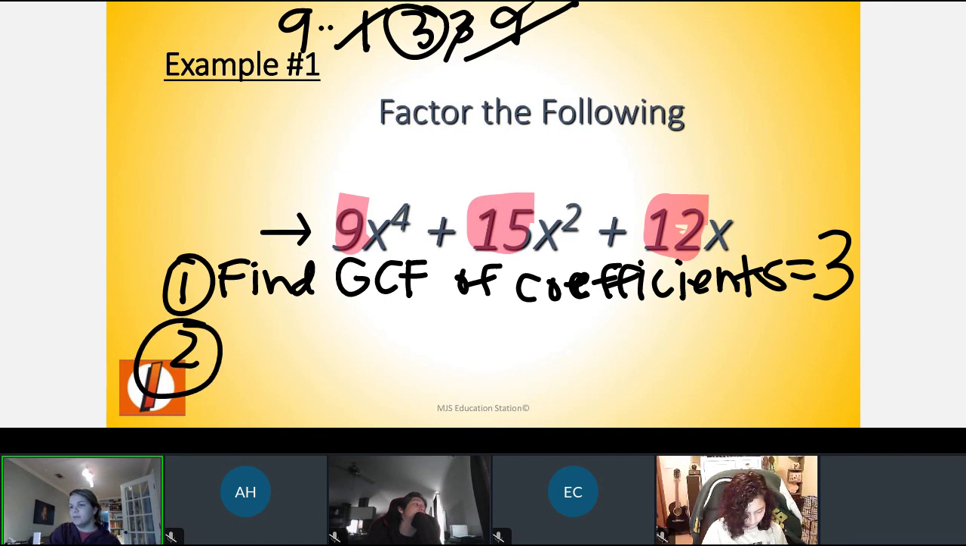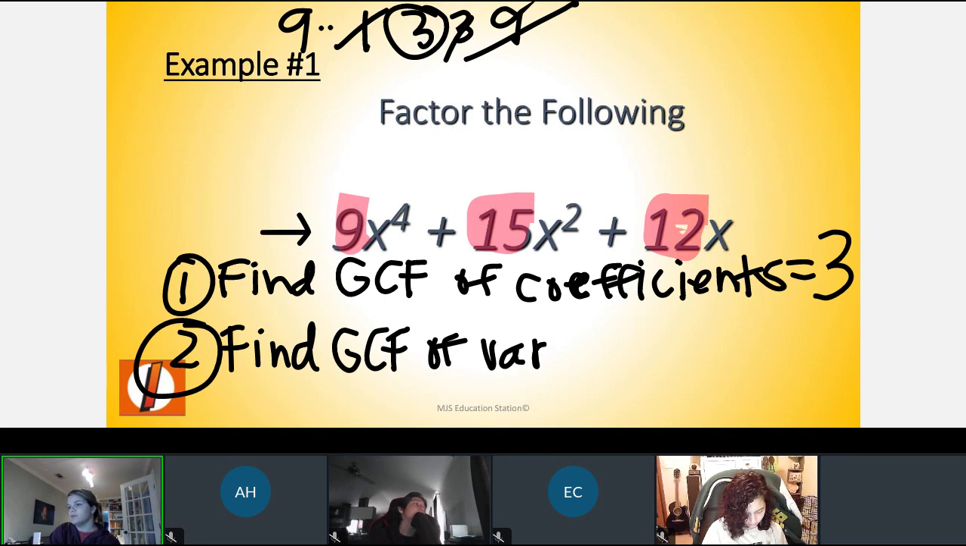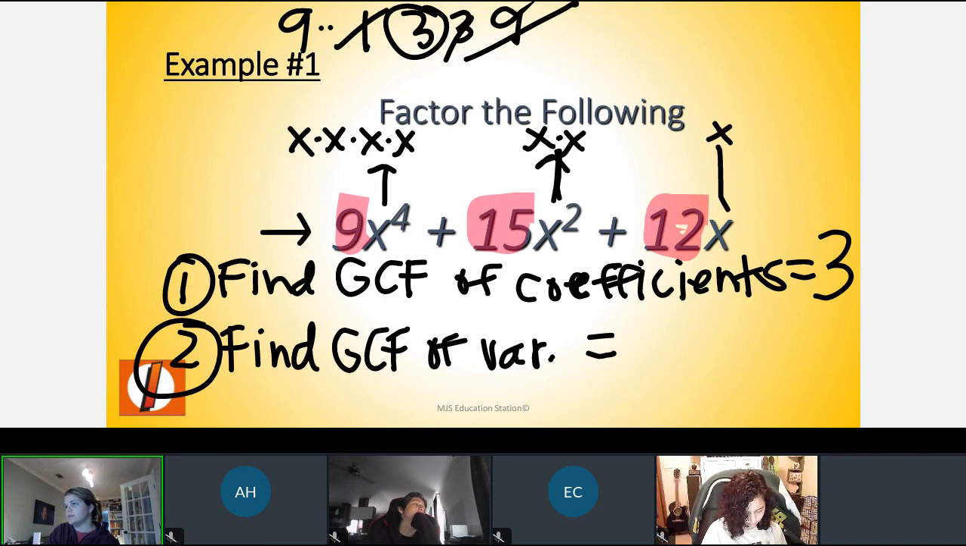The second step is to find the GCF of your variables. So what I mean by that is we have x to the 4th, that's x times x times x times x. Then we have x squared, which is x times x, and then just x. So I'm asking myself, what is the greatest number of x's I can pull out from all 3 terms?